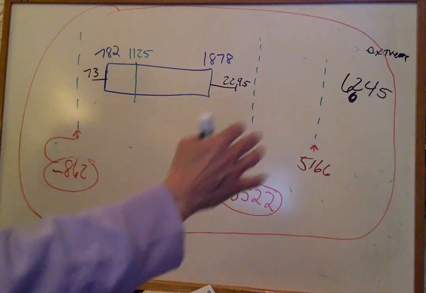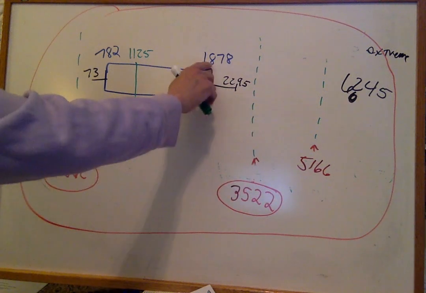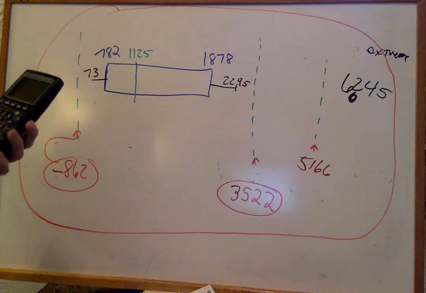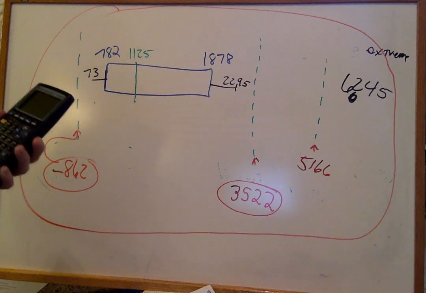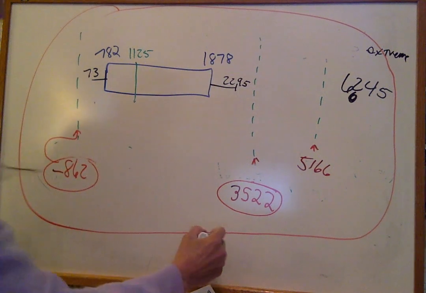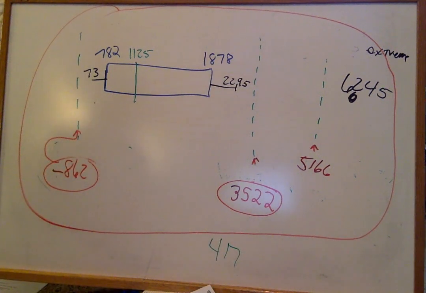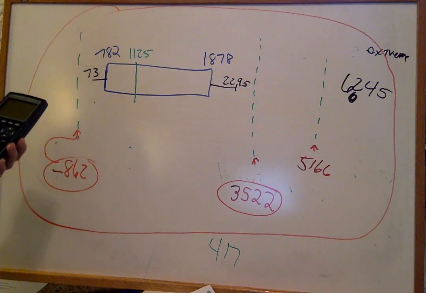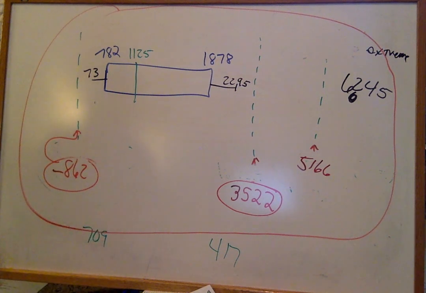Well, think about it. If it was on graph paper, that whisker is going from 1878 to 2295. Let's do the math. The length of that whisker is 417. I'm just going to write that down there so I don't forget. What's the length of this whisker? Well, bigger than 417. 782 minus 73. The length of that whisker is 709. So on this box plot, the left whisker is longer. Okay, I've already gotten contradictory clues.